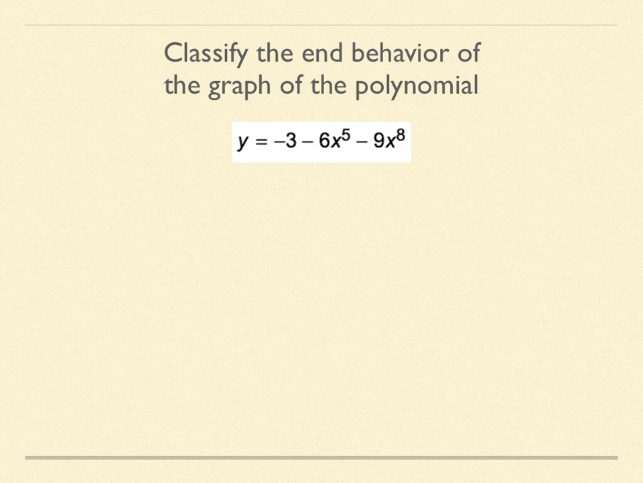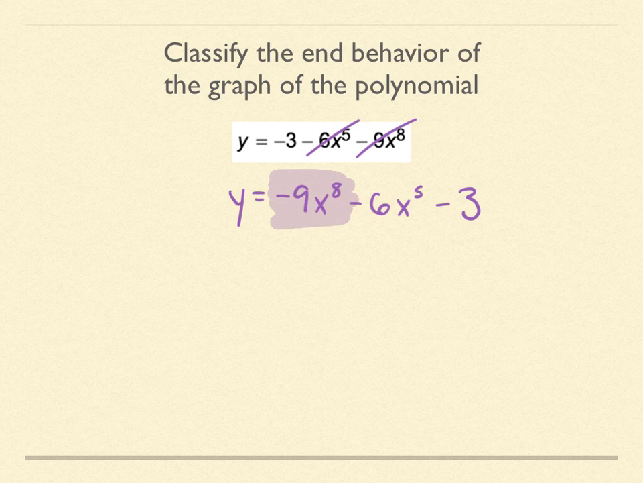All right, last example. First thing we need to do is put it in standard form. So what comes first? Negative 9x to the 8th power. What comes next? Negative 6x to the 5th power. And then what's last? Negative 3. So which term do we need to look at to tell us our end behavior? The first one. So we're just looking at this negative 9x to the 8th power.